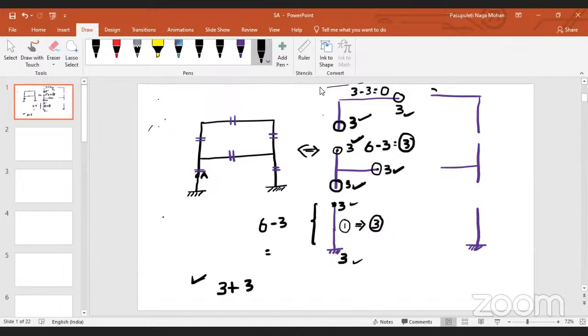Now, here, how many will exist? 3. That is known. This is also known. So this is also known. Now, at this, how many reactions will exist?